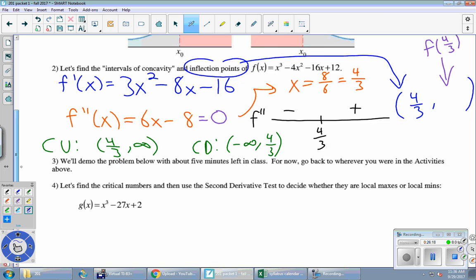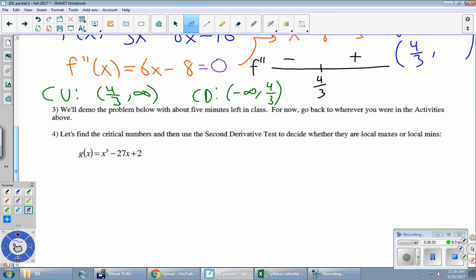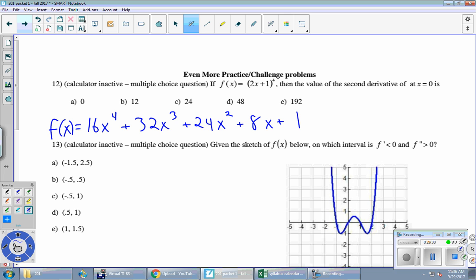Okay, all right, we're going to send you back to wherever you were, and we'll come back together again in the last 5 minutes of class. So if you're in the activities, go right back there. If you're in the even more practice, you can go there. If you want to try this misplaced number 12 in the even more practice, cautiously take my function here and try to do the calculus on it, and let's see if I did my distributing correctly.